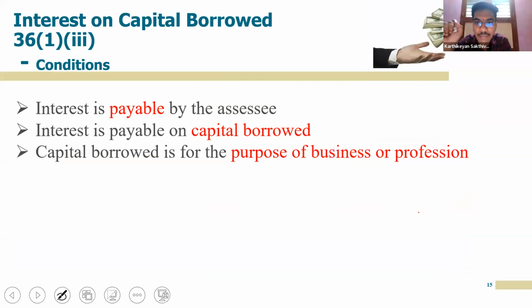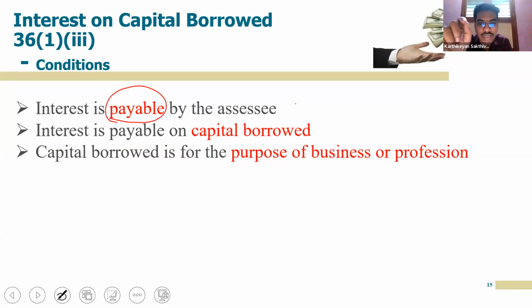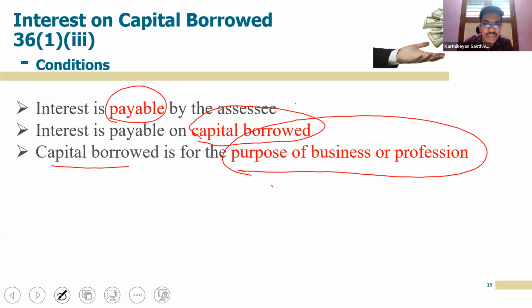Right? So interest on capital borrowed, there are three conditions which is to be satisfied to claim the deduction. There are three conditions which is to be satisfied for claiming an interest on capital borrowed. First one, the interest should be payable. அது பெய்டா இருக்கணும்னு அவசியம் இல்லை. Interest is payable by the assessee. So interest is payable for capital borrowed, and the capital is borrowed for the purpose of business or profession. Similar to 37 la. So interest is payable, it is on capital borrowed, it is for the purpose of business or profession. இந்த மூணு கண்டிஷனும் satisfy ஆச்சுன்னா any interest can be claimed as deduction.